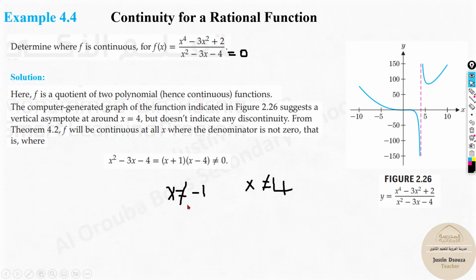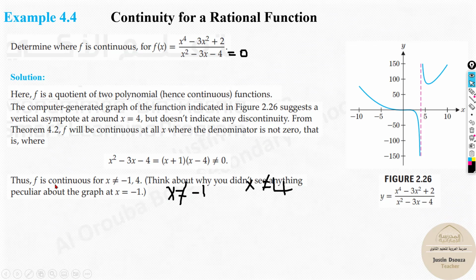Okay? So what is the answer? Look. x should not be equal to 1, -1, and x should not be equal to 4. Then everywhere it is continuous. That's it. Why? Because they are polynomials. Polynomials are continuous. That's it. So this is the answer. So whatever is the denominator, equate it to 0 and solve it. You will get the answer.